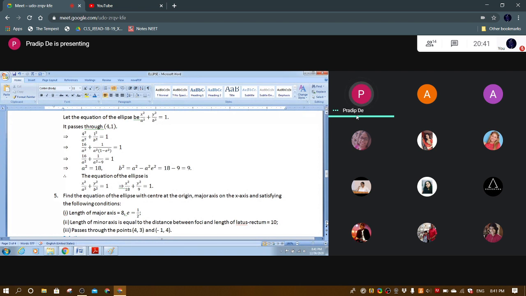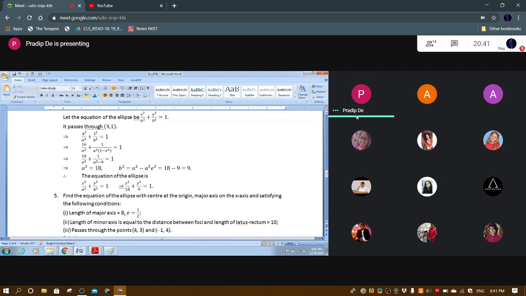How do you find the equation? What do you get from this information? That length of major axis 8. That means a is 4. Very good. And b square equal to a square into 1 minus e square. So we can get the value of b square. Then we'll substitute in the equation. Good. That's easy. So find out a square, find out b square, and find the equation.